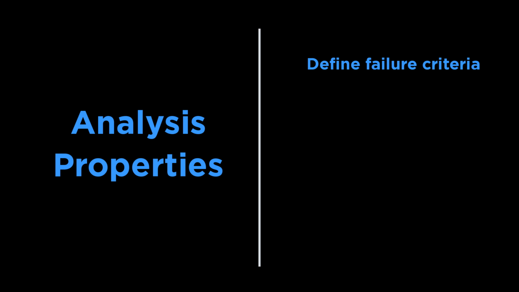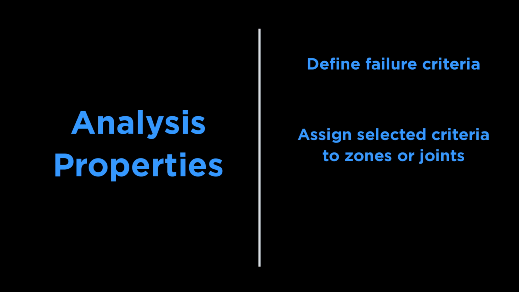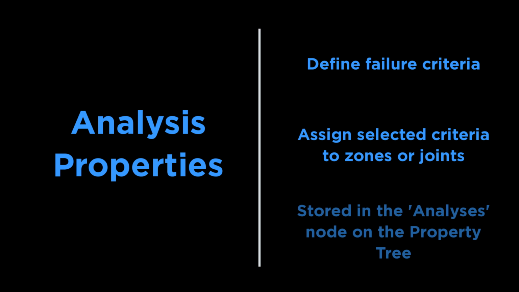These properties allow users to toggle analysis criteria on or off to reflect design and program requirements and assign those selections to corresponding zones. Analysis properties are stored in the Analyses node on the property tree, making them reusable across projects.